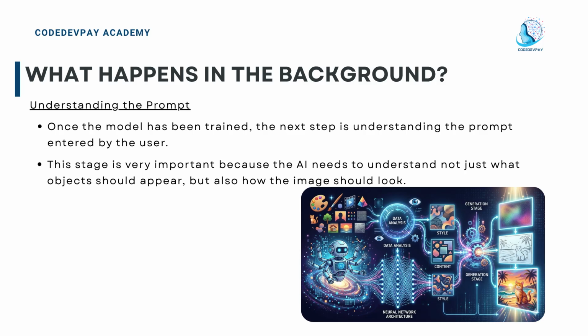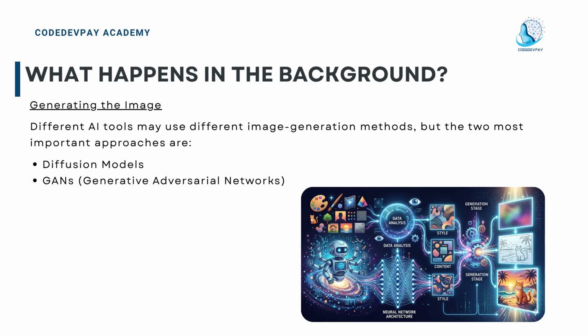Each word or phrase gives the AI a clue about what should appear in the final image. And this stage is very important because the AI needs to understand not only what objects should appear, but how the image should look. And the last thing to look at is generating the image. So after getting the prompt, how does the AI generate the image?